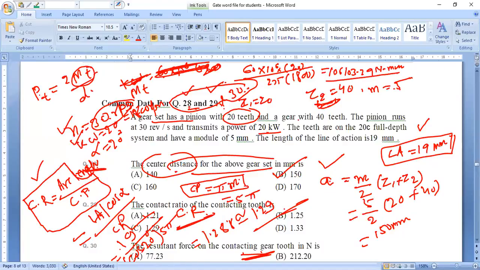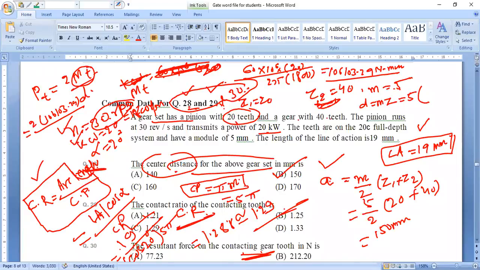अब टॉर्क आ गया तो हम फिर पीटी निकाल सकते हैं बड़े आराम से. तो पीटी can be found by 2 times torque 106103.29 divided by d. डायमीटर कितना है हमारे गियर का बताओ जरा. डायमीटर दिया नहीं है, डायमीटर निकलता है mz. अब m की वैल्यू कितनी है? 5, और z की वैल्यू कितनी है बताओ.